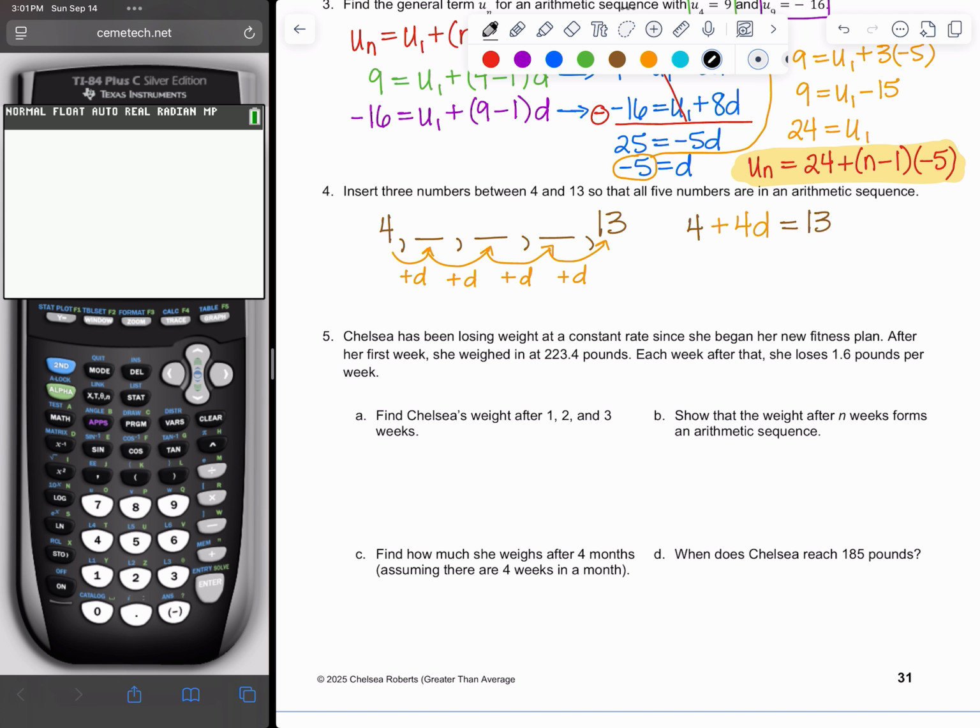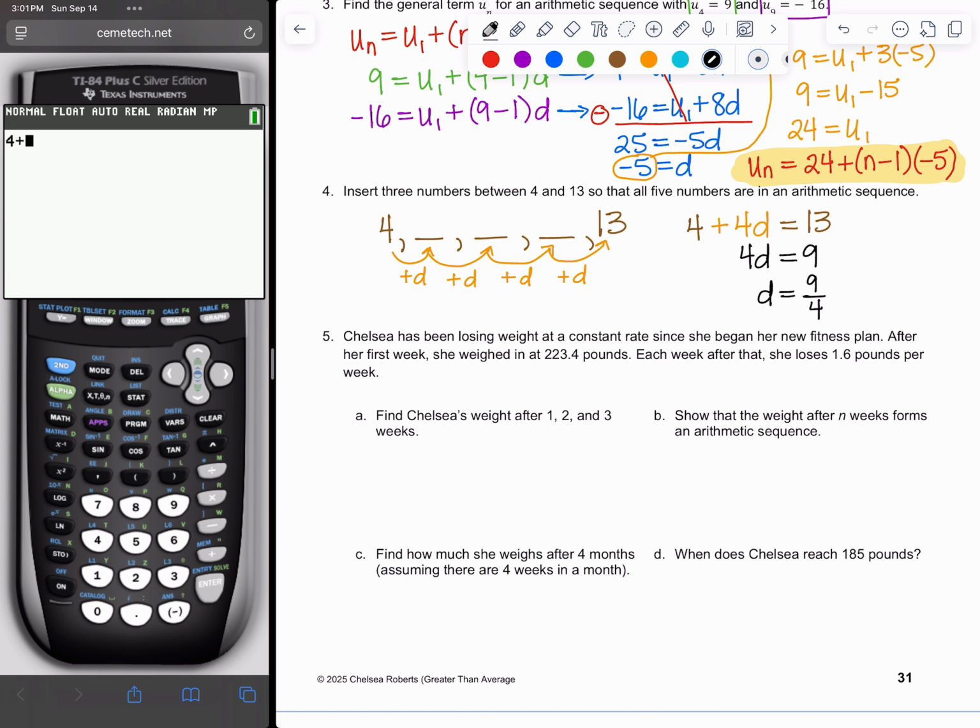All right. Once I do that, then I can just solve this equation. So I would subtract 4 on both sides, which would give me 4d is equal to 9, and then divide both sides by 4, which would give me 9 over 4. Okay, that gives me 9 over 4. So that is my common difference. So let's see if it works.